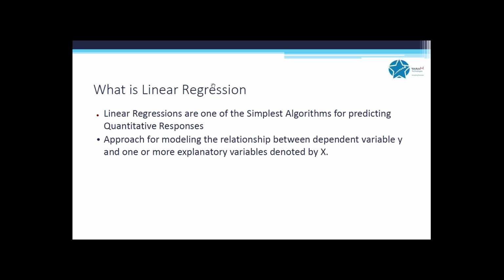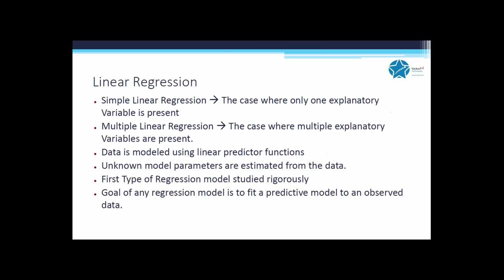So linear regression is basically one of the simplest algorithms. It's a very simple idea. The idea is that you model the relationship between a dependent variable and one or more independent variables by means of simple linear equations. Simple linear regression is when you have just two variables, y and x. Multiple linear regression is when you have multiple explanatory variables present, x1, x2, x3, x4, etc.